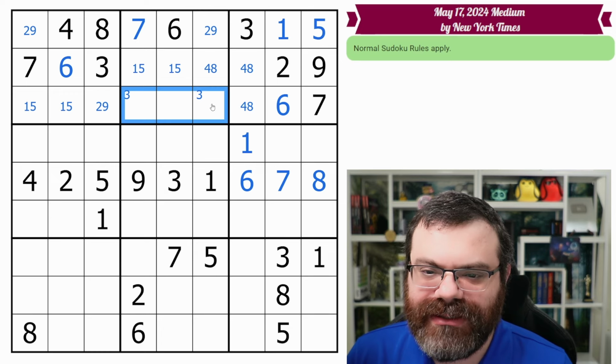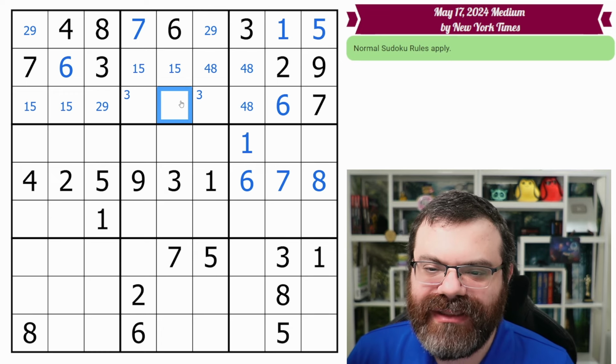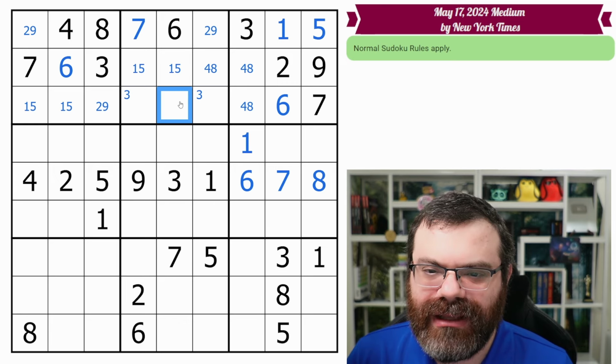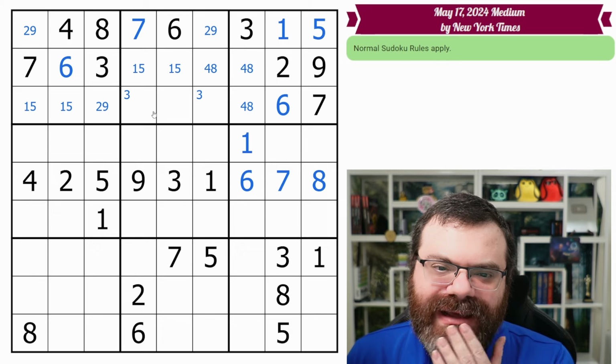Now, let's see. I don't know that these are worth thinking about. Maybe this cell is worth thinking about just because we have these threes corner marks, so this isn't a 3. But you know what? Let's not worry about that right now.